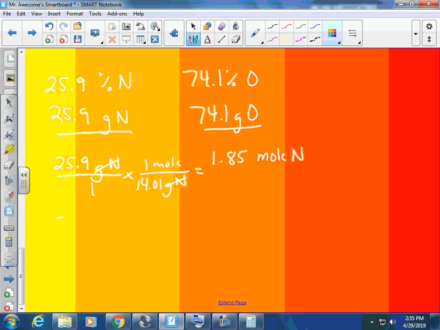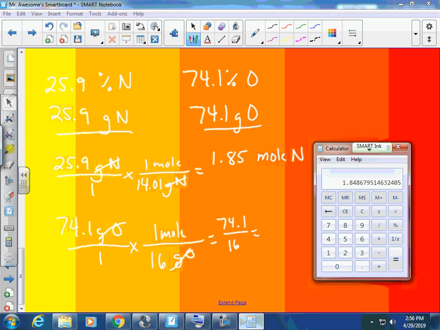Oxygen, I have 74.1 grams. So it looks like I'm going to be dividing by the molar mass of oxygen, which according to the periodic table is 16 grams per mole. So I'm going to get 74.1 over 16, which is 4.63.